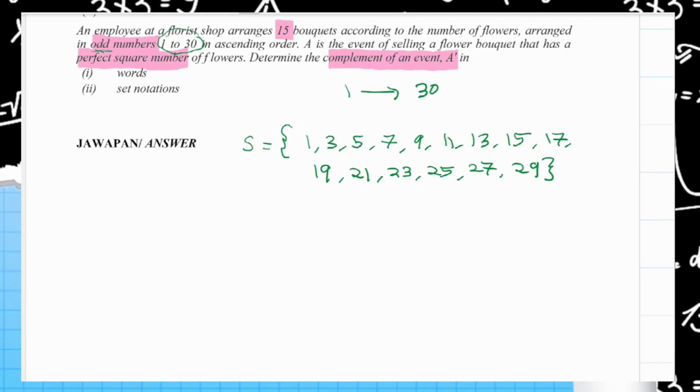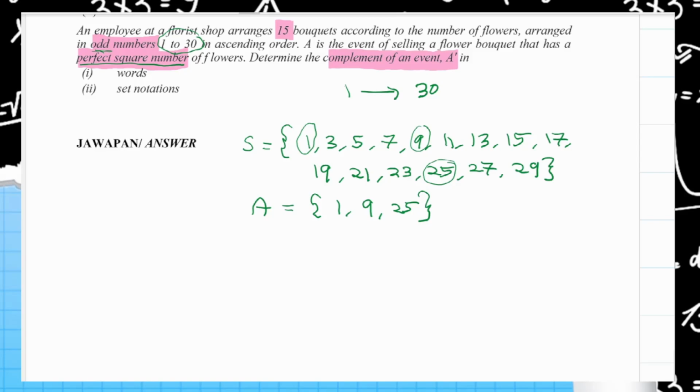So event A is the event of perfect squares. From this, our perfect squares are 1, then 9, then 25. So 1, 9, 25.